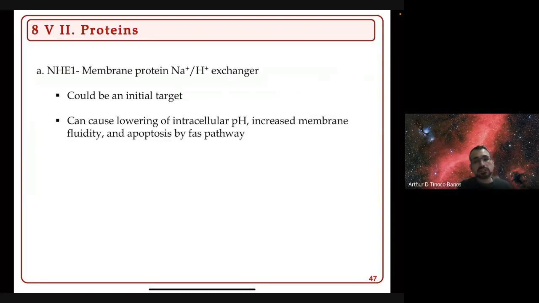There's also a suggestion that platinum can bind to a number of intracellular proteins, which can have a detrimental effect. Some of these can be detrimental not just to cancer cells, but also to non-cancer cells. So here we have one possible target, the NHE1. This is a membrane protein, a sodium proton exchanger. Perhaps, being a membrane protein, it could be an initial target. It can cause lowering of intracellular pH, increased membrane fluidity, and apoptosis by the FAS pathway.